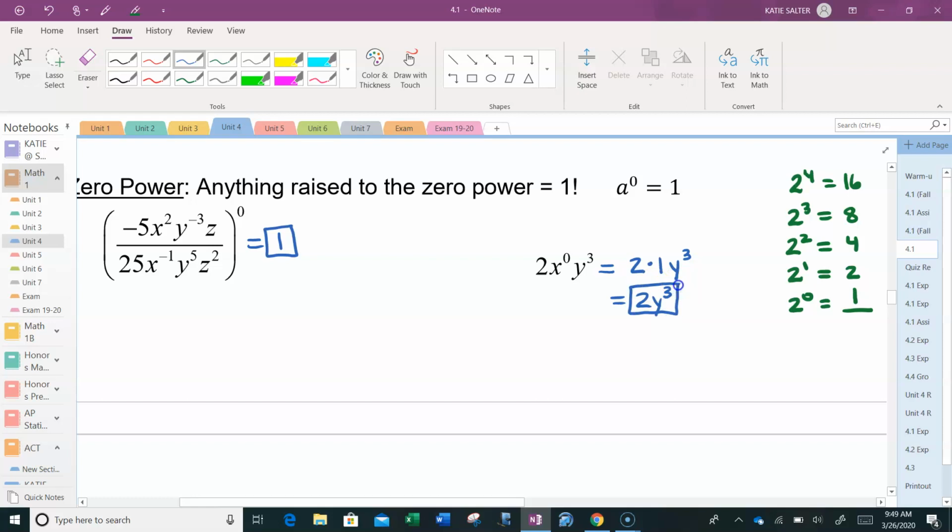A lot of times what I do if I'm in the middle of a problem and I just see something raised to the 0 power, I just scratch it out like it's not there because it's really just multiplying by 1 and anything times 1 is itself.